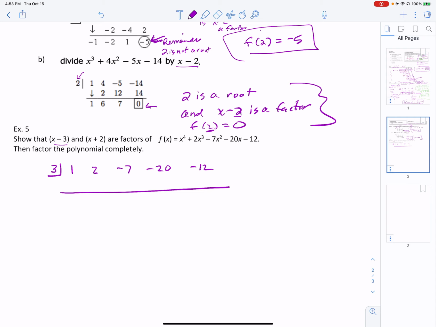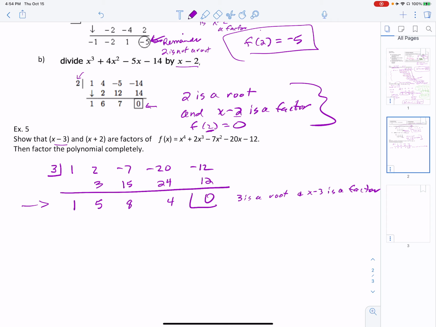And so as I go through this, if I bring down the 1, multiply by 3, add, I have 5, multiply, 3 times 5 is 15, and add is 8. 3 times 8 is 24. And if I add, I have 4. 4 times 3 is 12. And if I add, I have 0. So that means 3 is a root, and x minus 3 is a factor. And then these are the coefficients of a polynomial of 1 degree less.